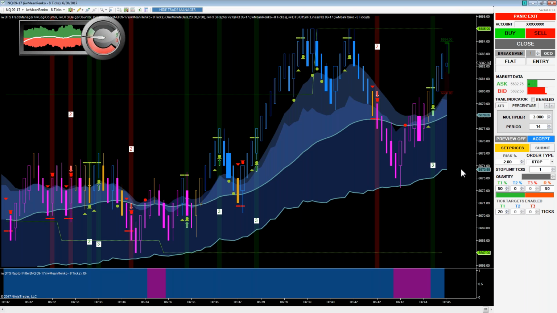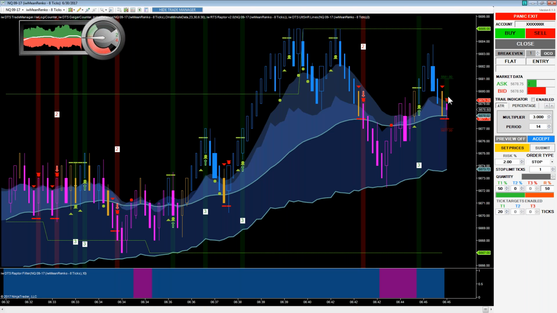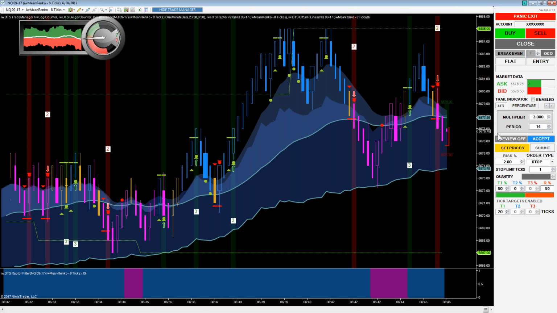Vic's asking, Eric, where does the narrow line right to the right of the forming bar come from? Okay, if you're talking about that little envelope that you see appearing every once in a while around the Raptor bar, that's associated with the Geiger counter. It kind of gives you the short-term bias.